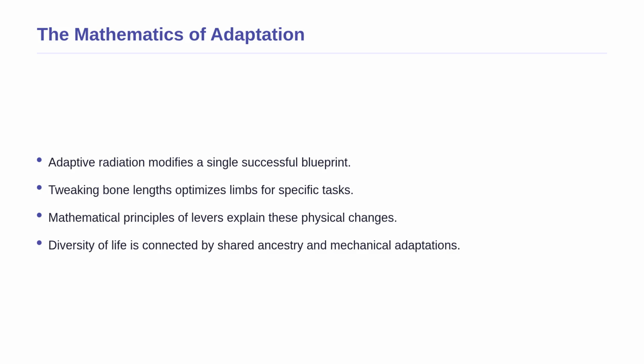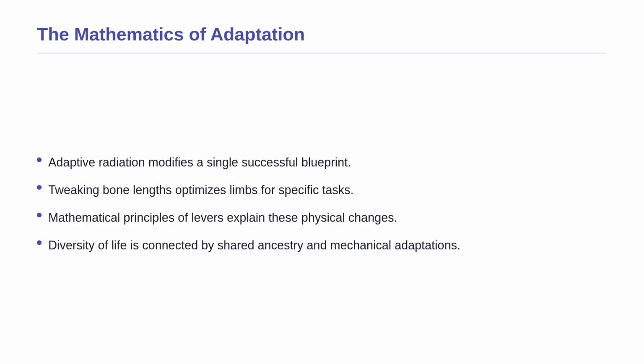Looking at that diagram reinforces the mathematical principles we just calculated. Adaptive radiation is nature's way of taking a single successful blueprint and modifying it to conquer new environments. By simply tweaking the lengths and thicknesses of the pentadactyl limb bones, mammals have evolved to run, fly, swim, and dig with incredible efficiency.